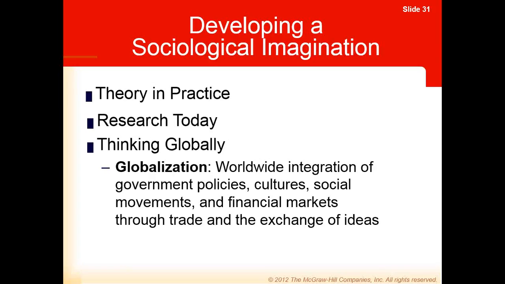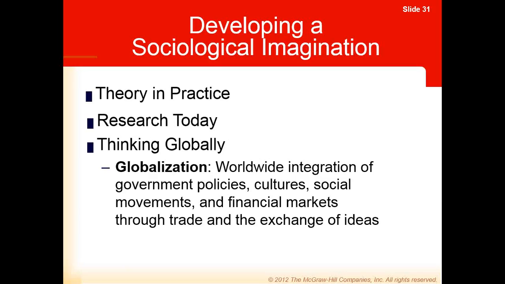So, when we think about developing a sociological imagination, think about theory and practice. Research today, these are some of the things we'll be taking a look at in succeeding chapters. You will see areas in each chapter of the textbook where they talk about theory and practice, and they give you a question to think about, like maybe when we talk about a certain aspect of our culture, think about this on your campus. How does this play out on your campus? We'll be looking at areas where people are doing current research in various social areas.